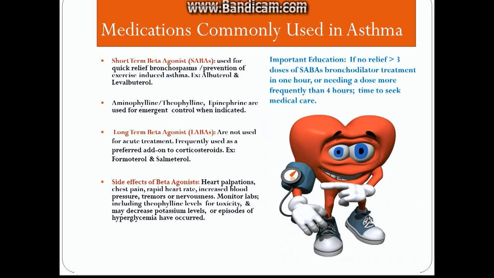You've got your long-term care beta agonists. They are not used for acute treatment. They are frequently used as a preferred add-on to your corticosteroids. An example of these would be formoterol and salmeterol. Side effects of your beta agonists are heart palpitations, chest pain, rapid heart rate, increased blood pressure, tremors, or nervousness. So you need to monitor labs, including your theophylline levels for toxicity, and this may decrease those potassium levels or even give you episodes of hyperglycemia. So again, if you are diabetic, you need to check those blood sugars.